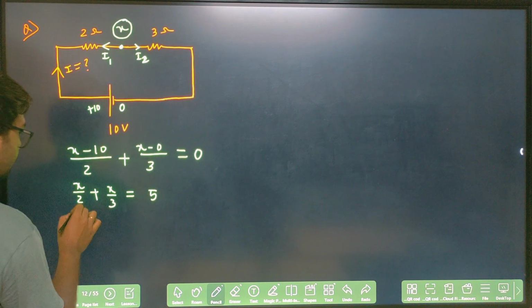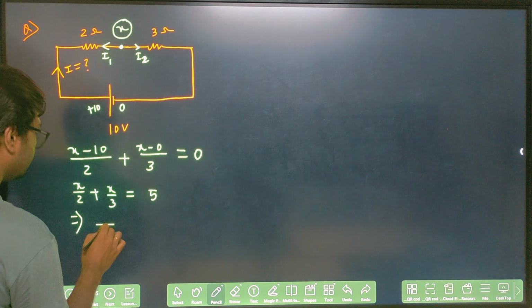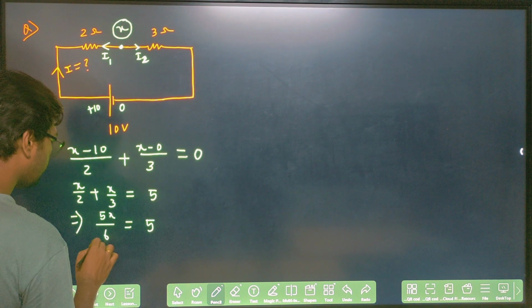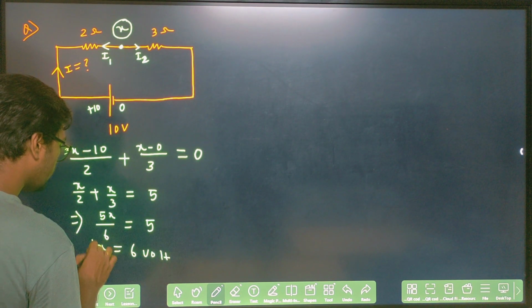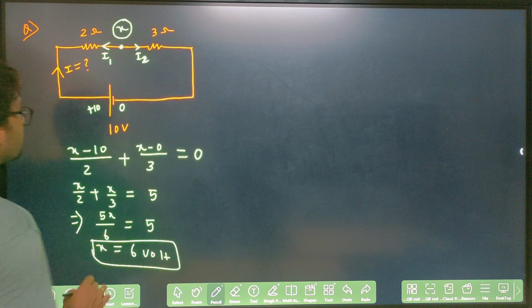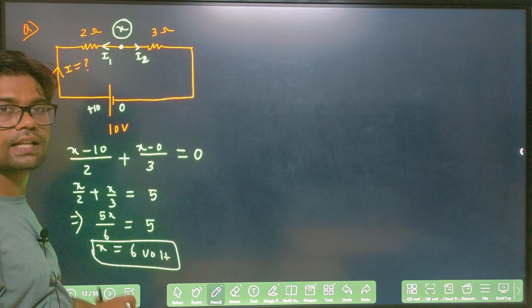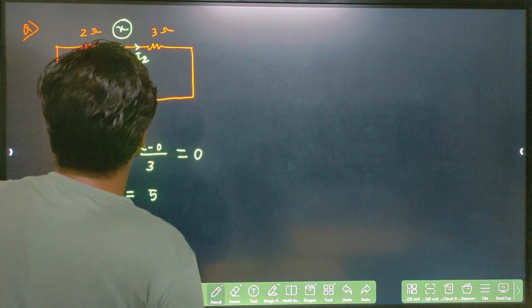So now see here, this will be (x minus 10) by 2 plus x by 3 is equal to 0. So what I can say here, multiplying by 6, this will be your 5x equal to 30. So x you will get 6 volt. Clear? Though this example is looking very simple, I just want to introduce this KCL, that's why I am doing it here. x equal to 6 volt you got.